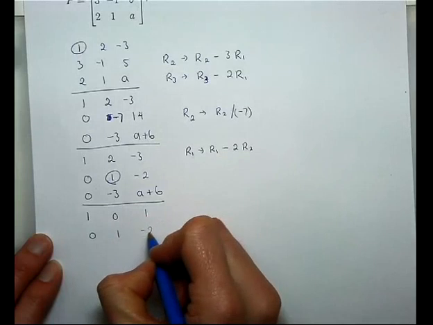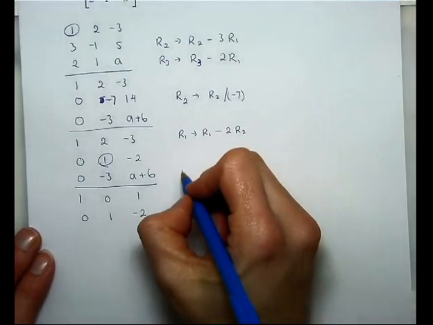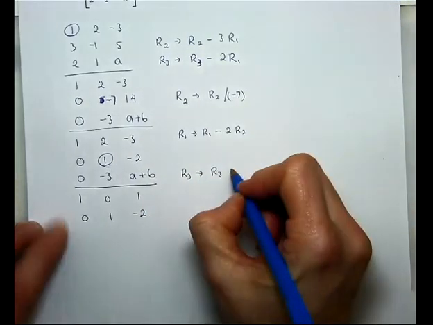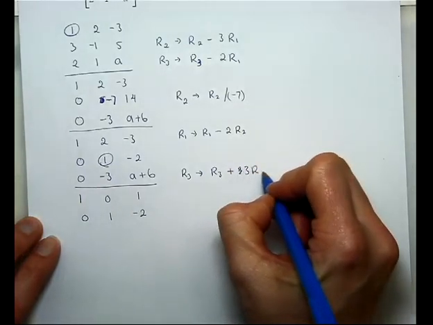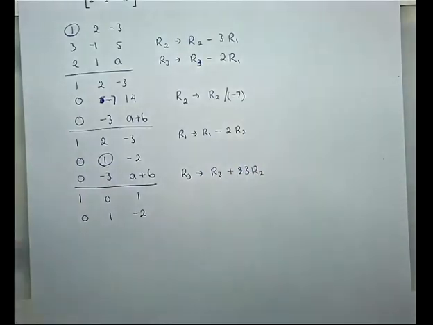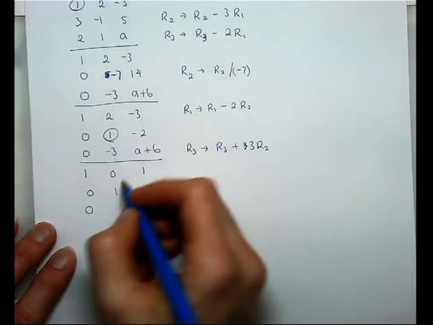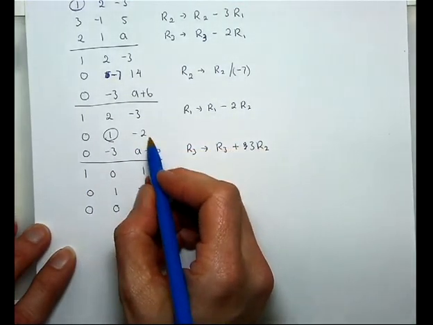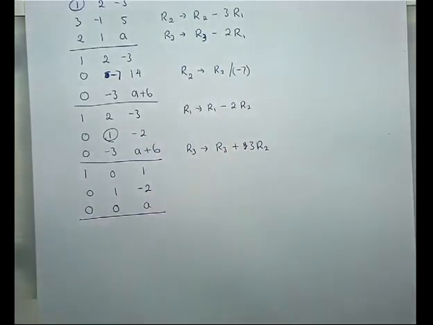All right, this is where our pivot is, so let's not touch that one. Row 3, we want to plus 3 of those. Plus 3 row 2s. Zero, this one plus 3 of those. This one plus 3 of those will be A plus 6 minus 6 is just A.